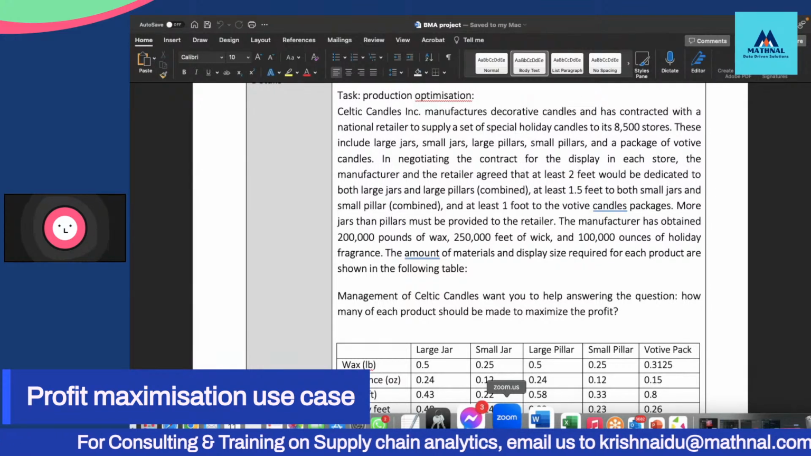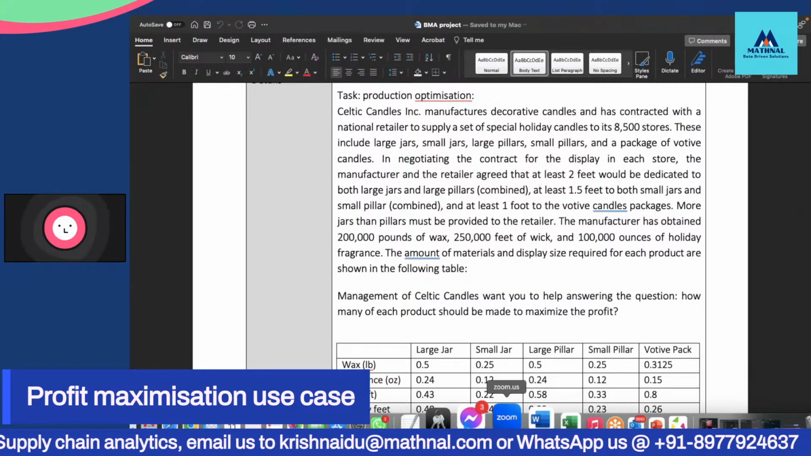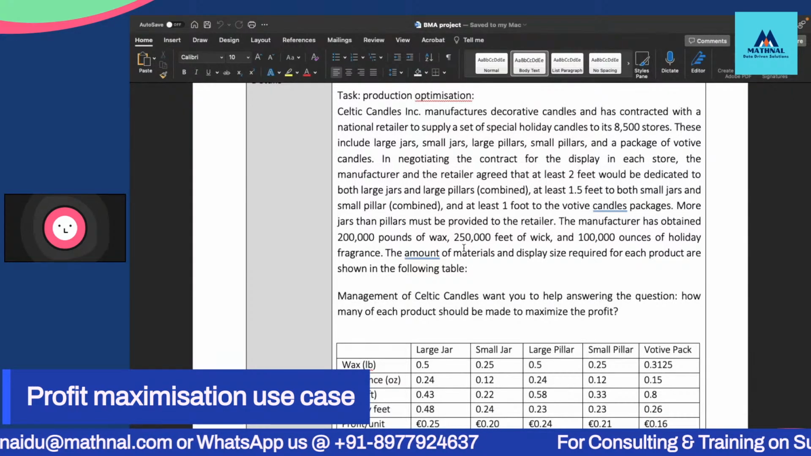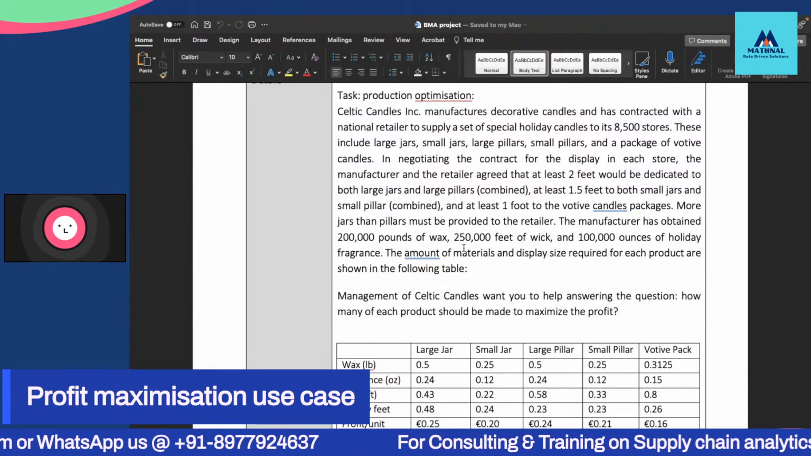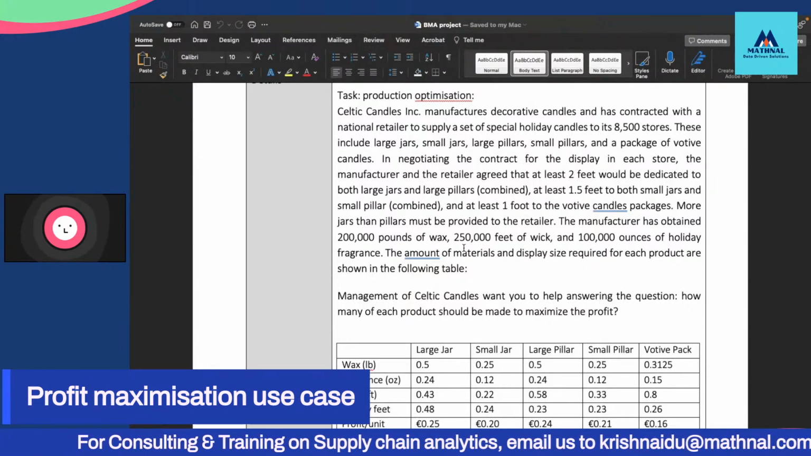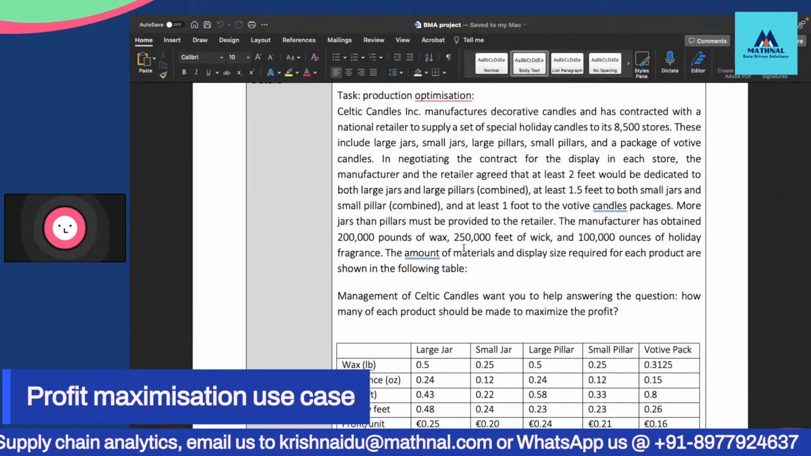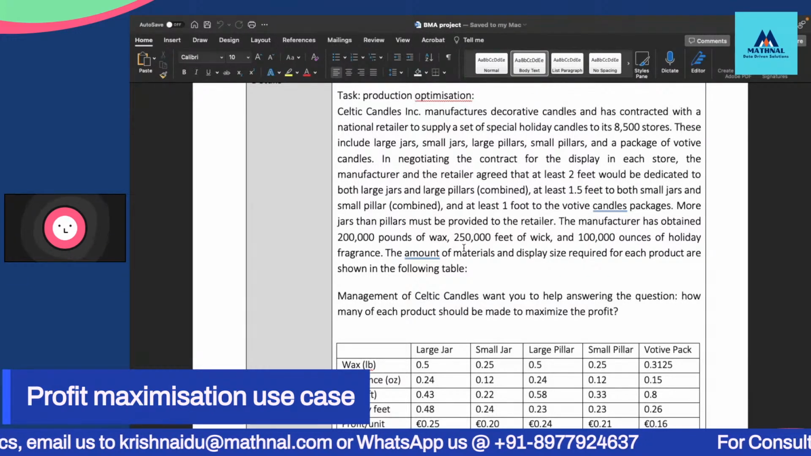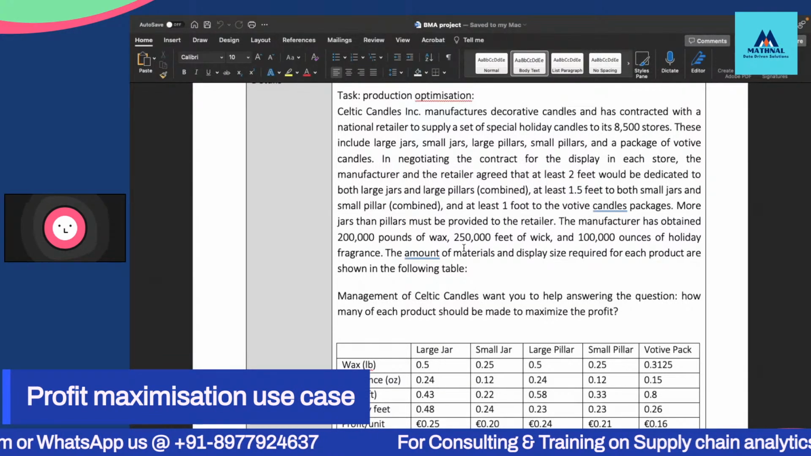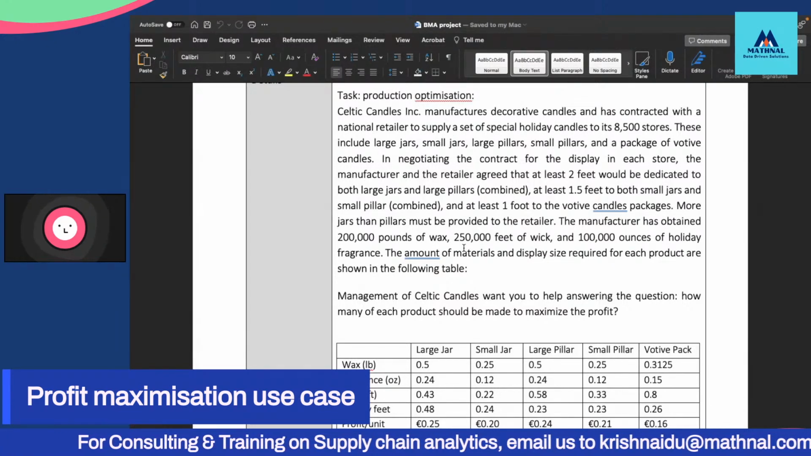Before that, I have just given some background information to you. Now we're going to look inside the problem which we have in our hand. There is a company called Celtic Candles Incorporation, which manufactures decorative candles. Christmas is coming up, and decorative candles are used a lot all across the world. They got a contract with a national retailer to supply a set of special holiday candles to its 8,500 stores. The national retailer has almost 8,500 stores all across the nation, so it's a very big order.